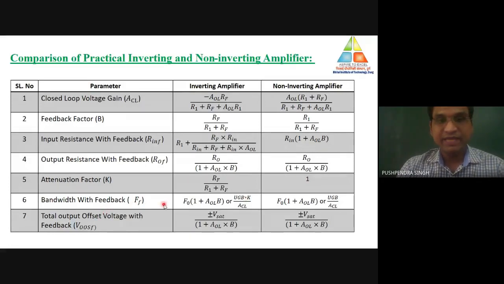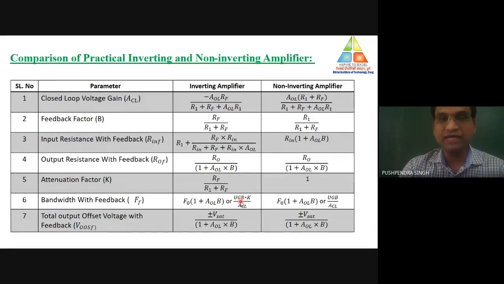So bandwidth with feedback, in case of inverting amplifier, F0 is called as single break frequency. F0 into 1 plus A_OL into B, or it can also be solved with the help of unity gain bandwidth multiplied by K divided by closed loop voltage gain. So as per the values given in the problem, we may use either this expression or this one. And in case of non-inverting also it is same.